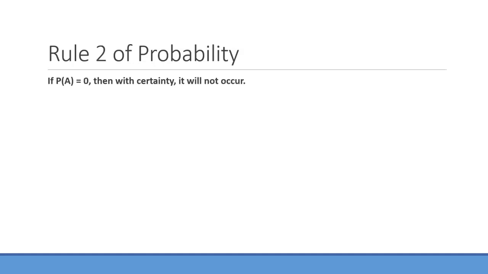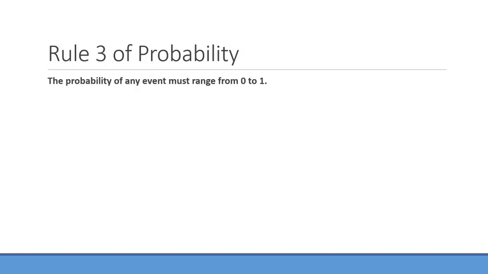Rule number 2 is that if the probability of that event happening is 0, then with certainty, it will not occur. Let's say you roll that same die and you try and roll a 7. There's no way for you to roll a 7 with a 6-sided die. So the probability of that happening is 0.